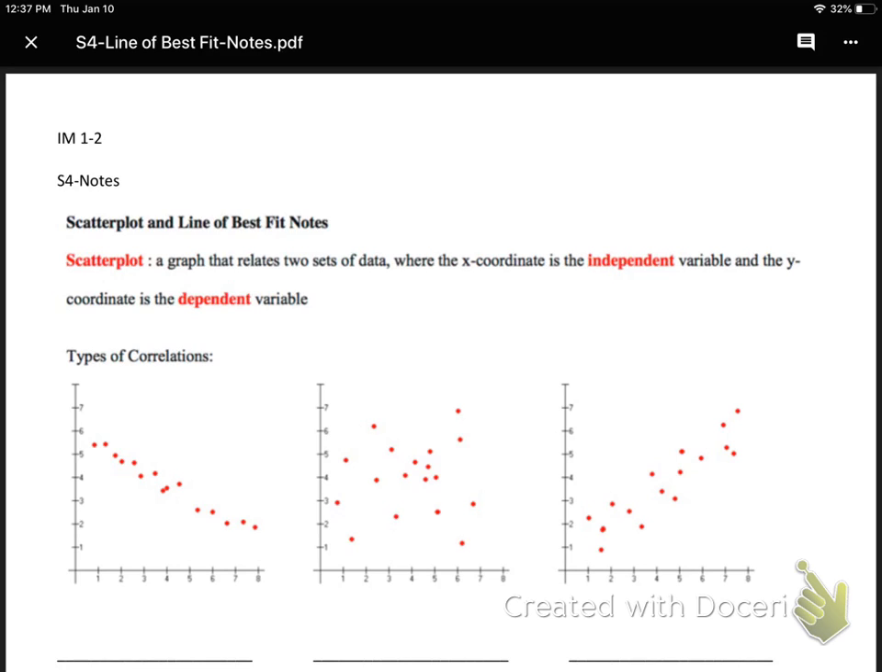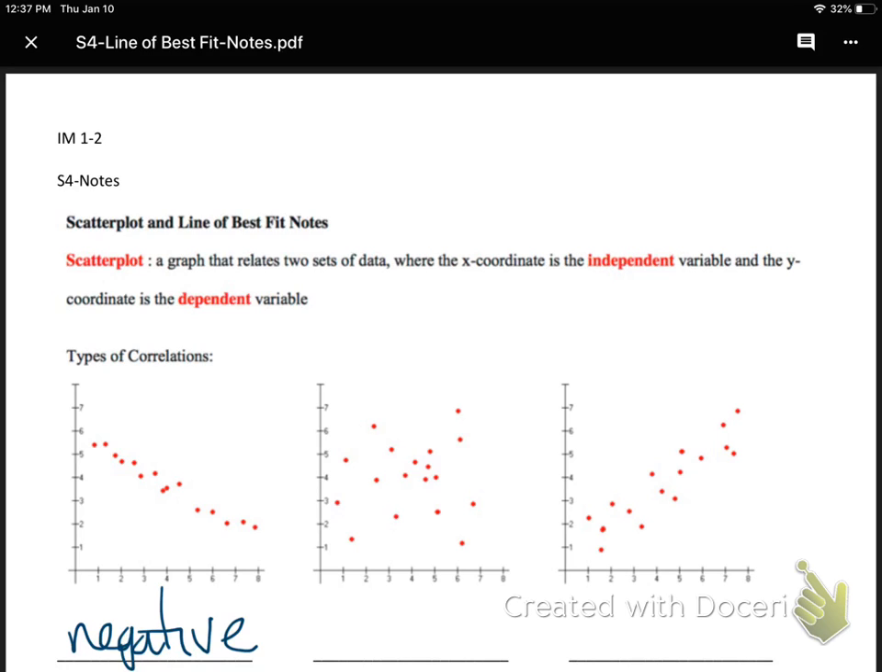And whether the correlation is positive or not, it's the same as the slope of the line that appears. So this line is clearly going down from left to right. So it has a negative correlation that corresponds to the negative slope of the line of best fit.